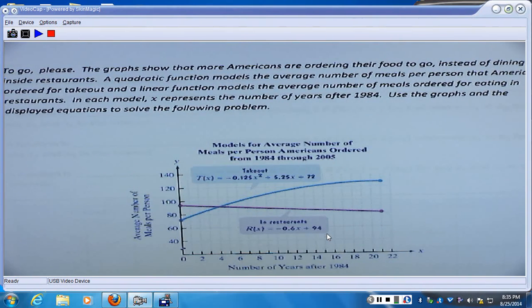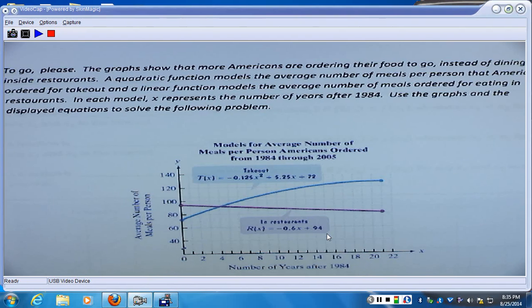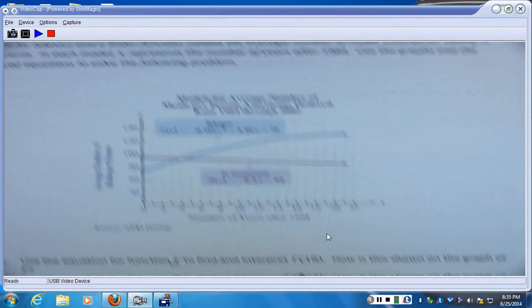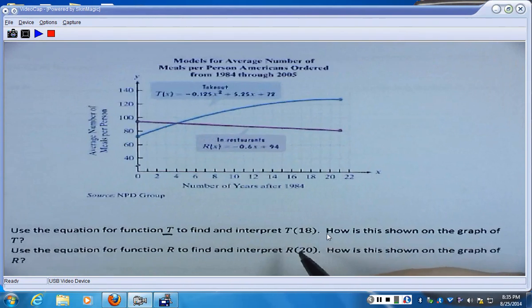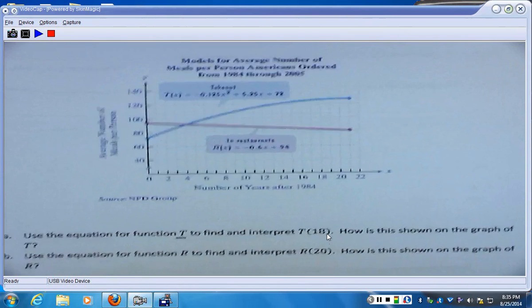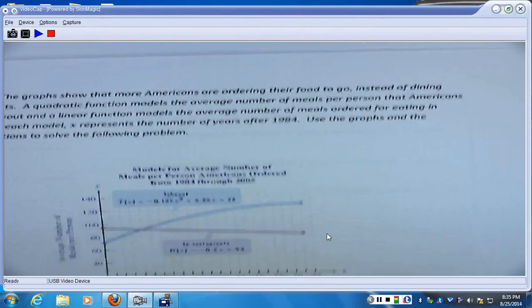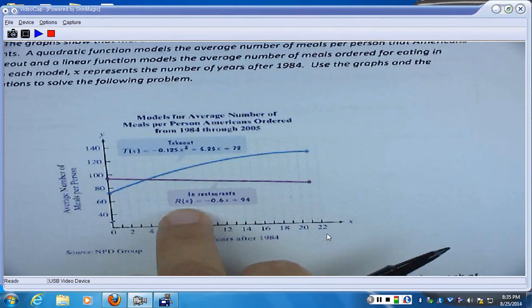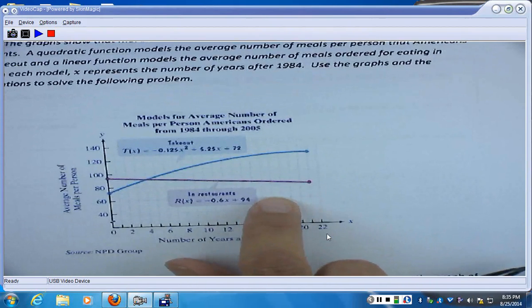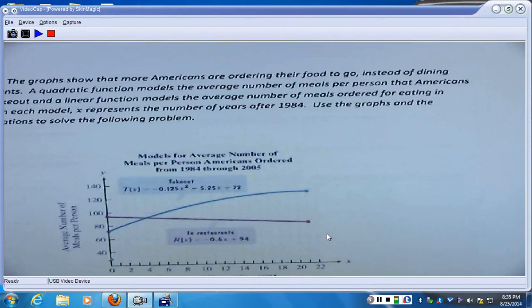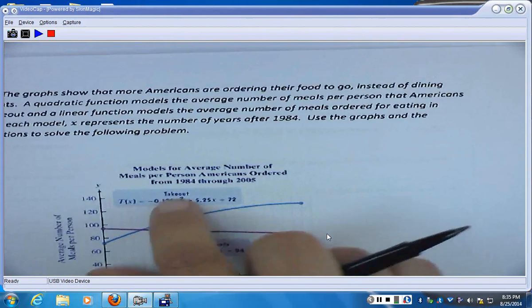Okay, so use the equation for the function t to find and interpret t of 18. How is this shown on the graph of t? So t equals 18. So we're not even going to use this r of x function. They're just asking us about, oh, well, we will later. Never mind. T, we're asking about the takeout.